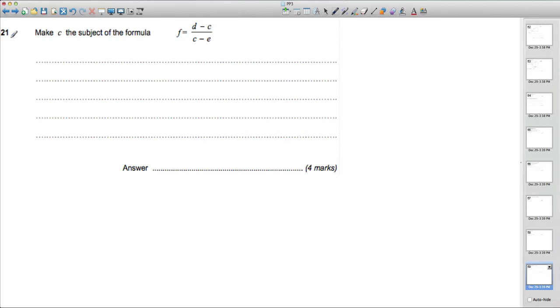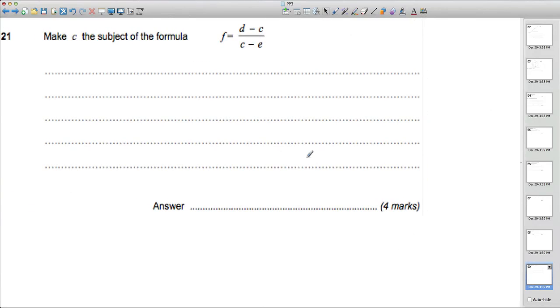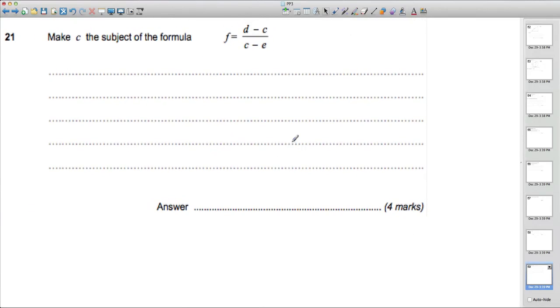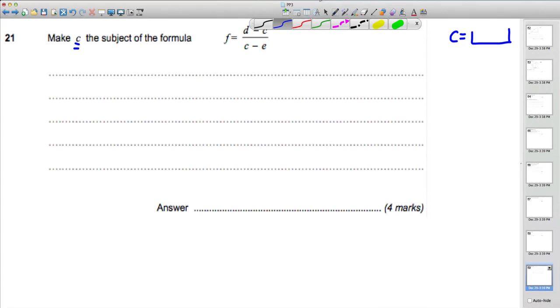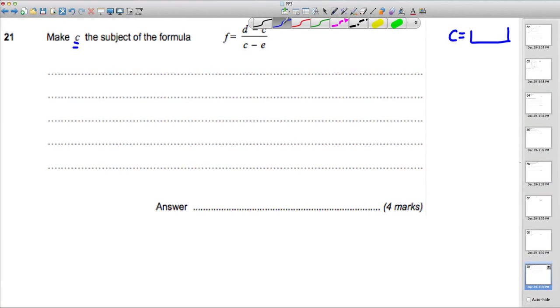Now, this question again, I love these questions. There's a very procedural way to them. When you see this once, it's the same each time. You want to make C the subject of the formula. C equals something. There's a C on top and a C on bottom. They're locked within a fraction. First things first, get the C from the bottom of the fraction.